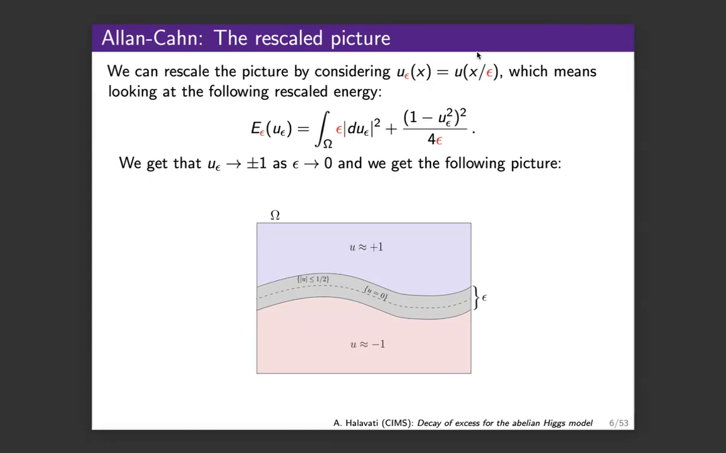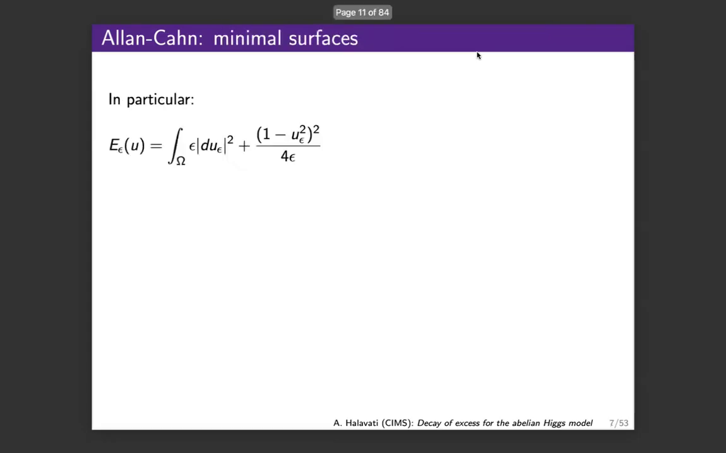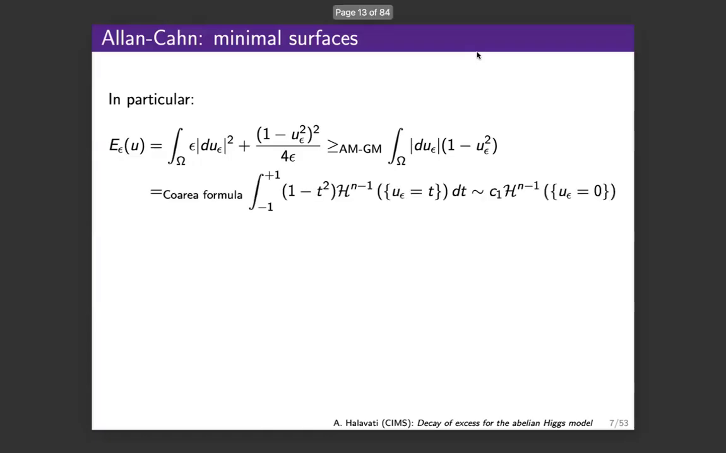You can do another analysis. Think about this energy, do an AM-GM or Young's inequality, and perform a co-area formula. You can see that this energy is actually lower bounded by a weighted average of the areas of the t level sets.